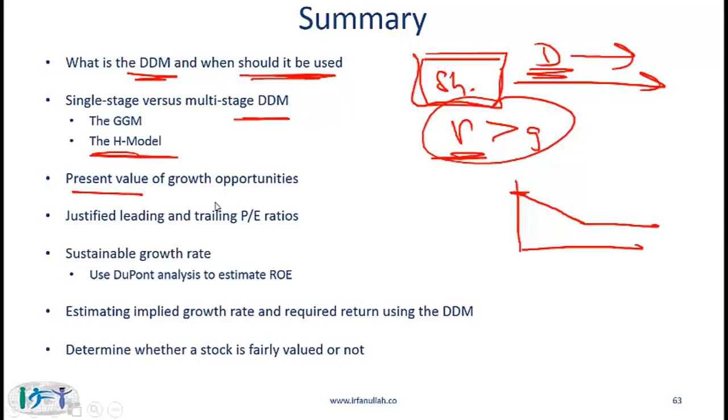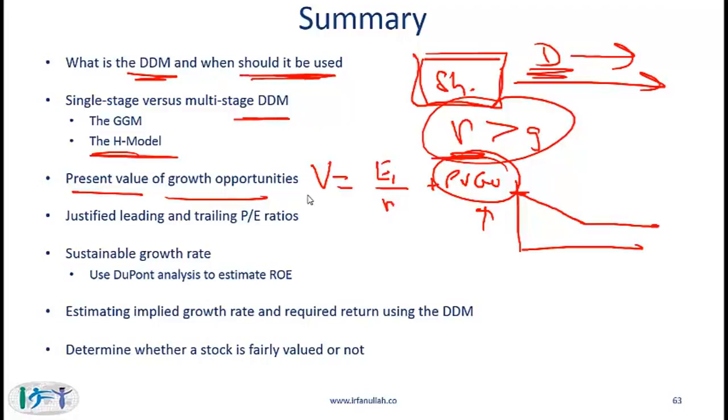We talked about the present value of growth opportunities. The idea here is that the value of a stock or a company can be thought of as having two components. One component is based on the assumption that the company will not grow, in which case the value is E1 over R, plus the PVGO. For high growth companies, PVGO will be a relatively high percentage of the overall value.